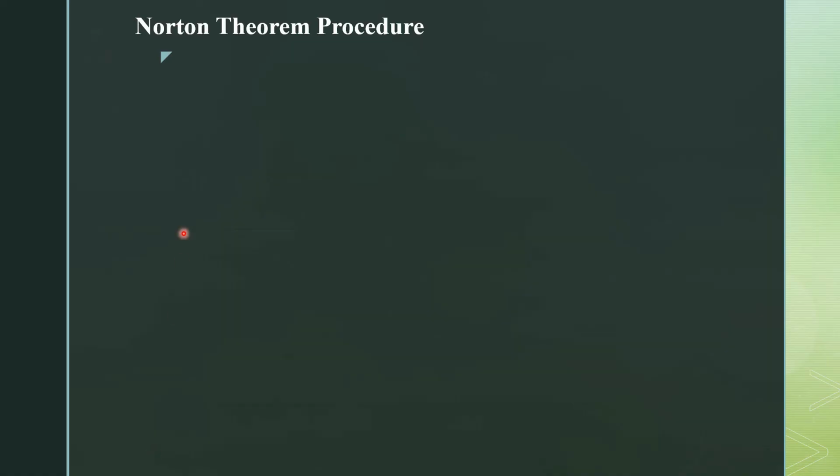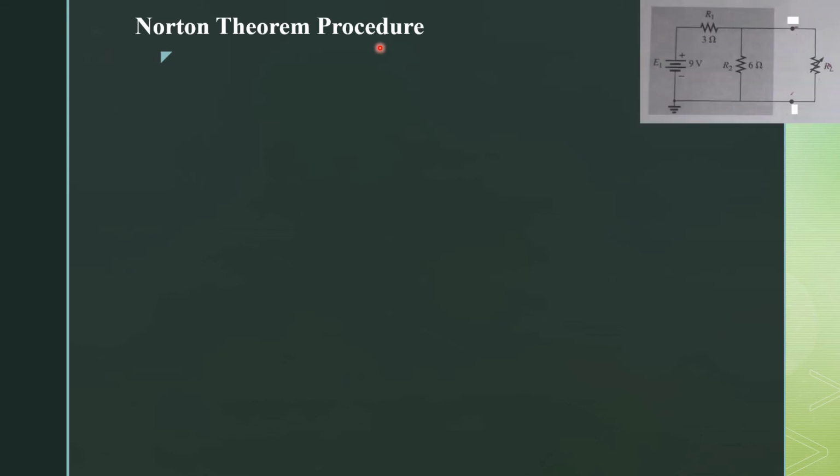Now let's see the procedure for applying Norton theorem to any electrical circuit. In the first step, let us consider an example with a voltage source and two resistors. We have RL load resistor. We have to find the Norton equivalent circuit for that shaded region.